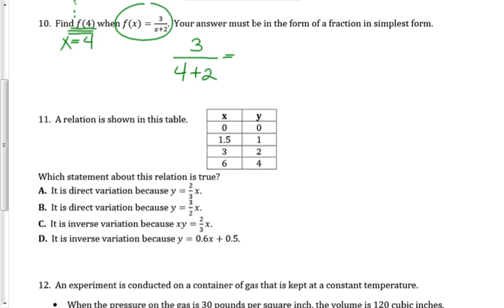Now keep in mind it says the answer must be in the form of a fraction, so we do not want a decimal here. So I'm going to simplify the bottom, which gives me 6. 3 over 6, I'm going to simplify to 1/2.